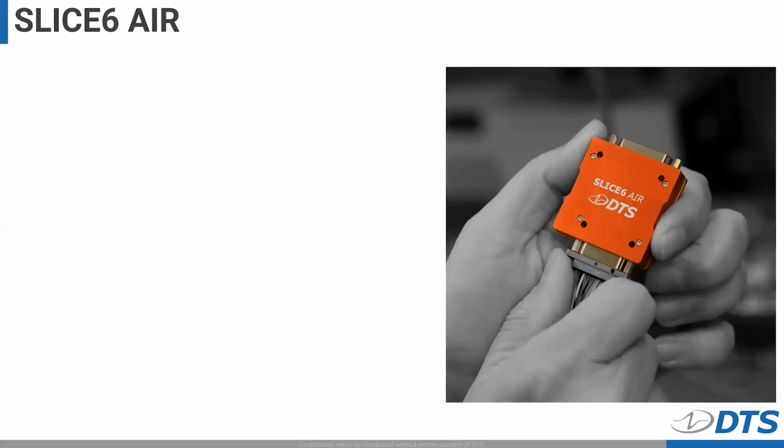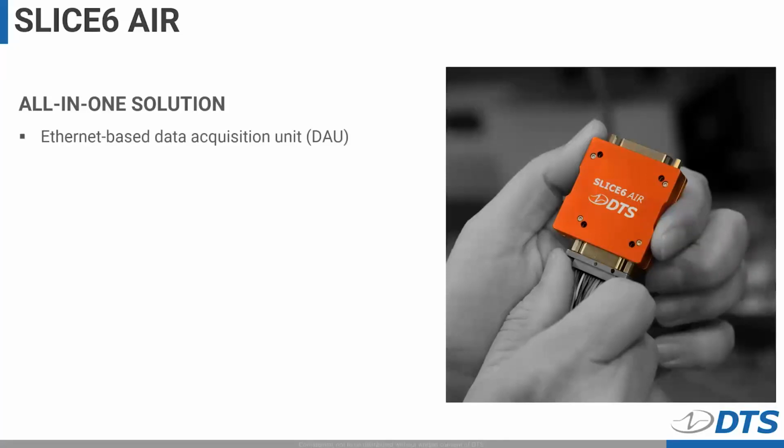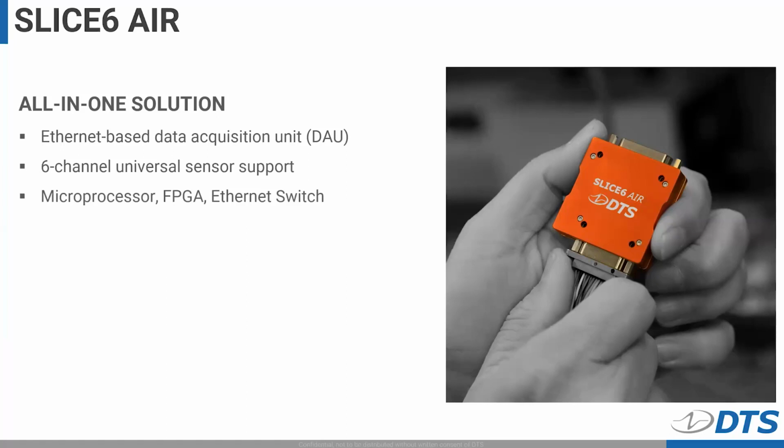SLICE6 AIR represents really our first entry into the flight test community. This all-in-one solution is an Ethernet-based data acquisition unit. Each module has 6 channels of universal sensor support. Every module contains an internal microprocessor, an FPGA, and a 2-port Ethernet switch. We also have 16 gigs of non-volatile flash.